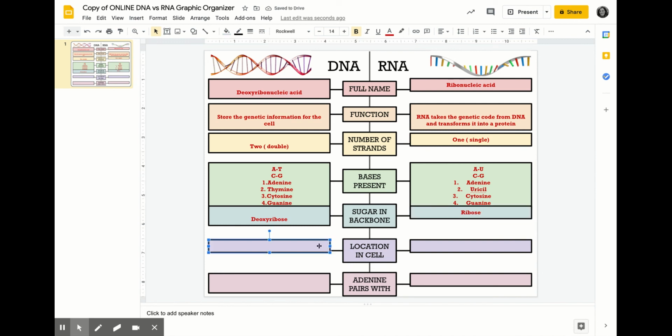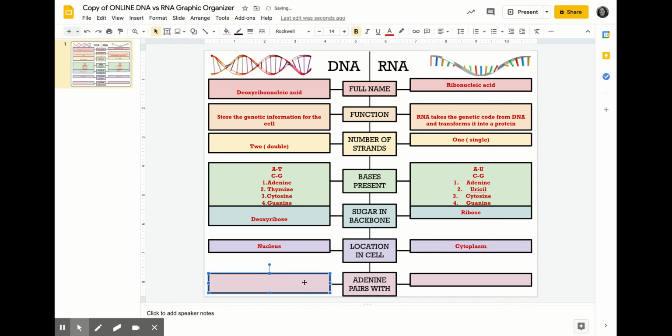DNA is like the Mona Lisa. It can't leave the museum. DNA always stays in the nucleus. However, RNA has the ability to go into the DNA and take that messenger RNA and copy the code to leave the nucleus, and it moves into the cytoplasm.